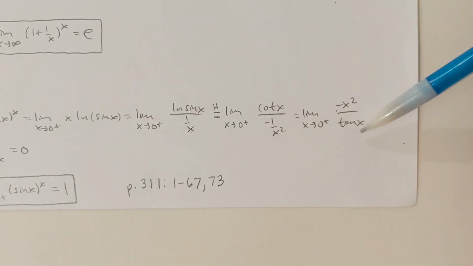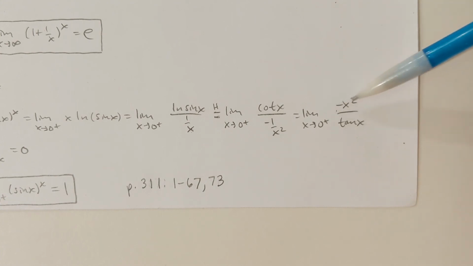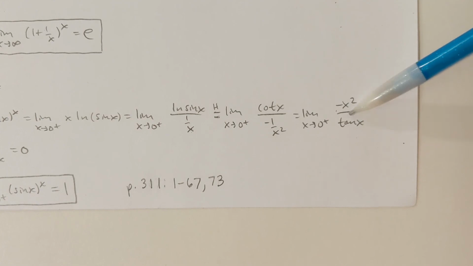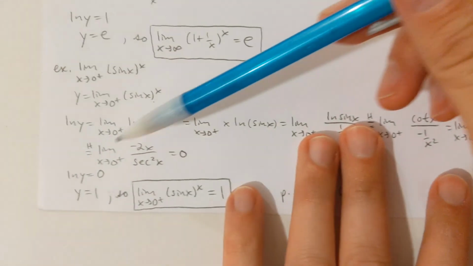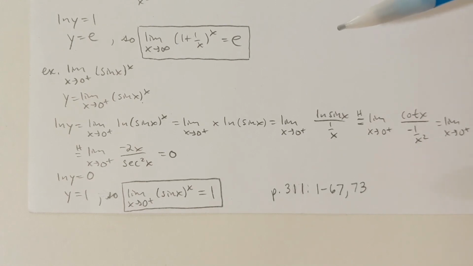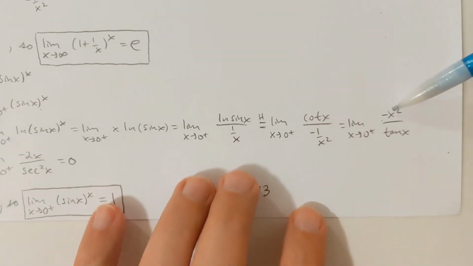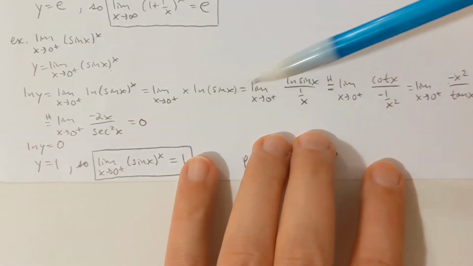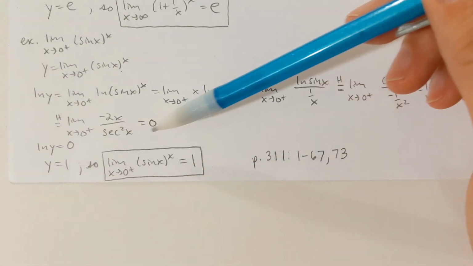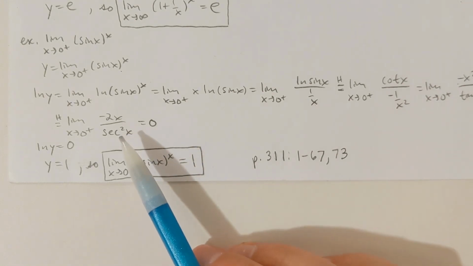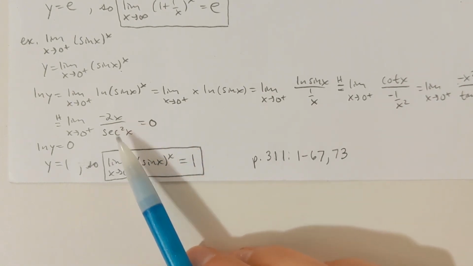And the only reason why I've written it this way is so that we can see that we are still in indeterminate form. Tangent of 0 is 0. So I can apply L'Hopital's rule again. Okay, and I've got that here. We've got the limit as x approaches 0 from the right of the derivative of the top, that'd be negative 2x. The derivative down under, that'd be secant squared x. And now there's no problem with plugging in 0. Okay, secant of 0 is 1. You're going to have 0 over 1 is 0.